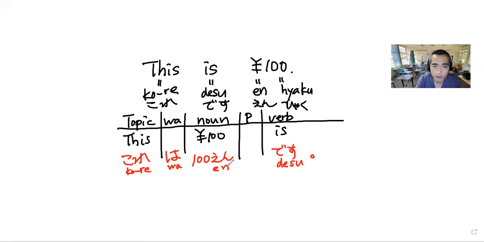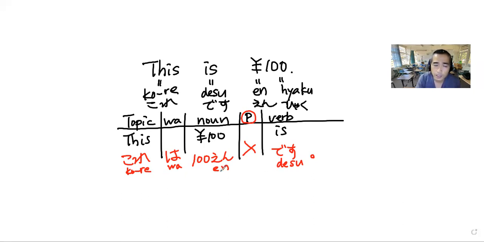これは100円です. Maybe you worry about which particle we should put in here. But the conclusion is you don't have to worry about particles, because in many cases, particles are like prepositions in English, such as in, on, at, to, from, with. As you can see in the original sentence, it doesn't have any prepositions, so you can ignore particles. これは100円です。This is 100 yen.